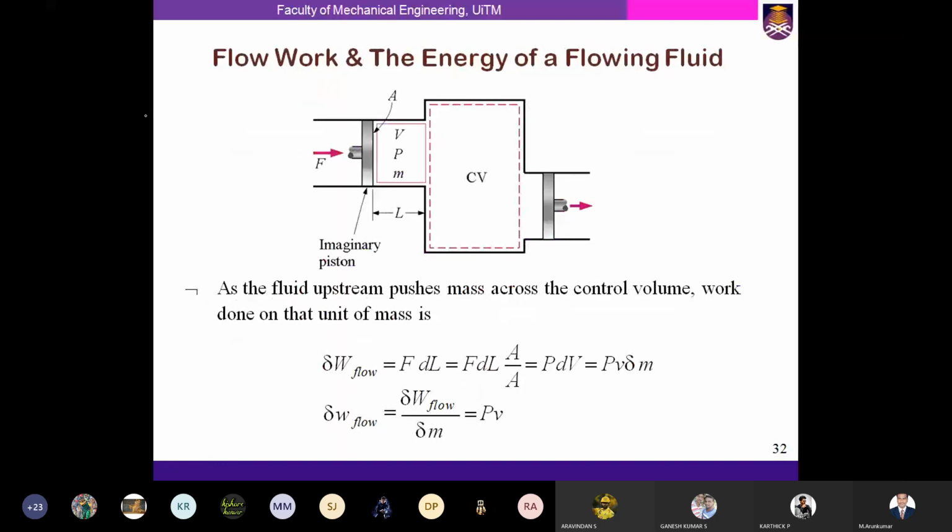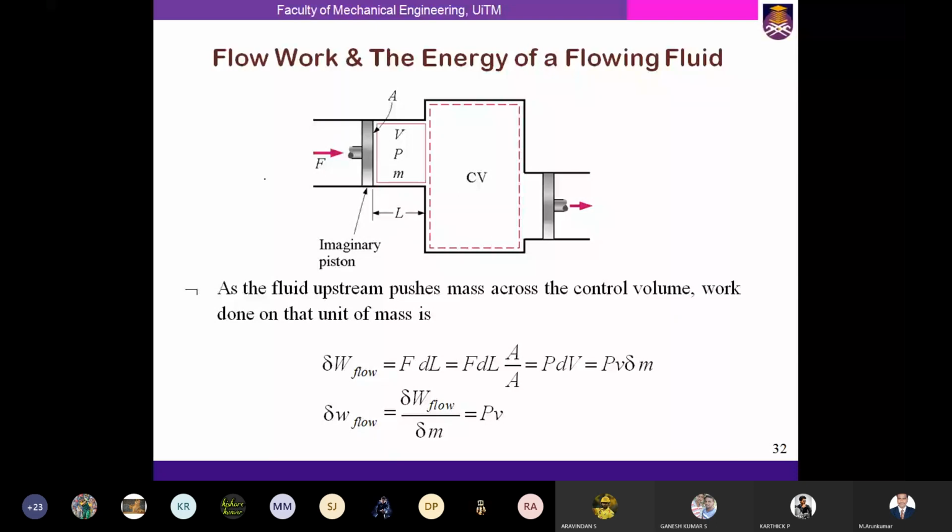So this is the control volume process. This is a control volume system. Control volume, in the sense, means we can transfer mass: we can bring mass into the system, and the amount of mass can go out from the system. Then we know the properties of the system at the inlet: we have the property volume, pressure, and mass. This is also as the fluid upstream pushes mass across the control volume. So this is a control volume.